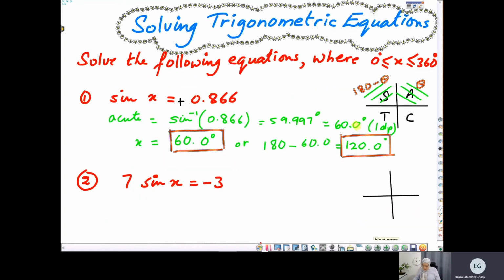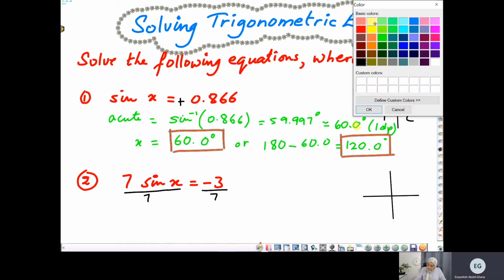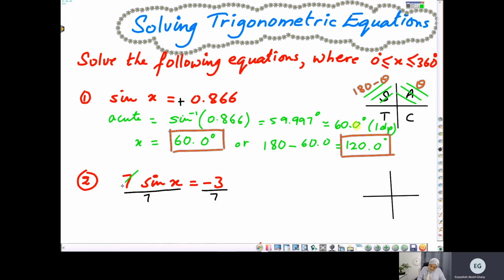Let's go to solving the second trigonometric equation. What about the 7? You remember before that we have to clear the equation. We have to clear the x. Okay, so divide both sides by 7. This means that sine x is negative 3 over 7.